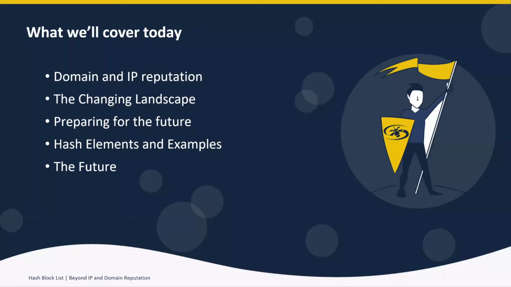Thank you very much, Sarah. So first things first, we're going to look at what we're going to be covering today. We're going to be talking about just IP and domain reputation, how the landscape is changing, how Spamhouse has changed how we process things to be able to prepare for the future, and looking at a couple of examples regarding hash elements. And then the last thing is the future, what we are planning and what we are looking at with this hash block list that we're going to be talking about today.